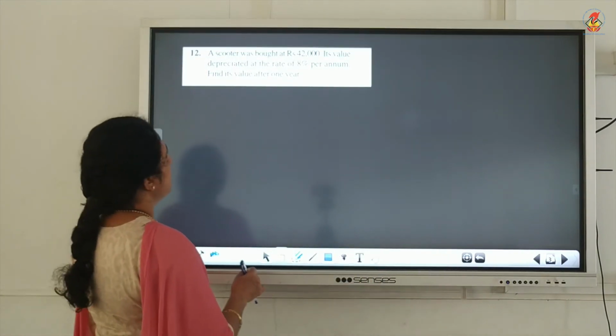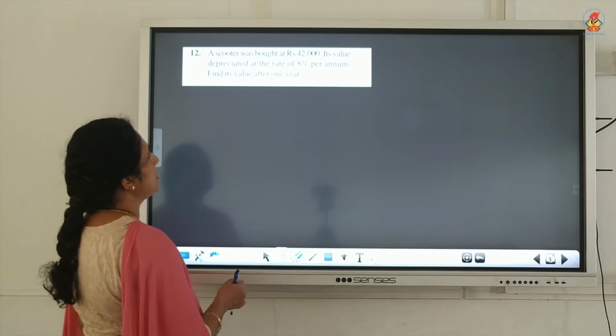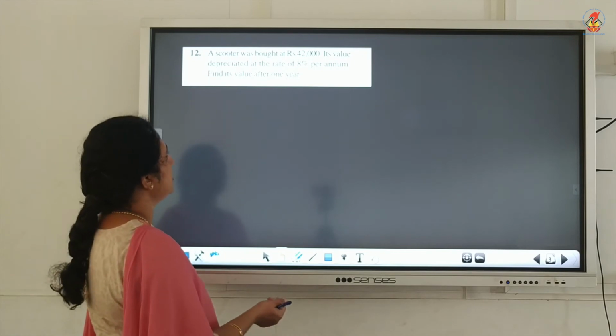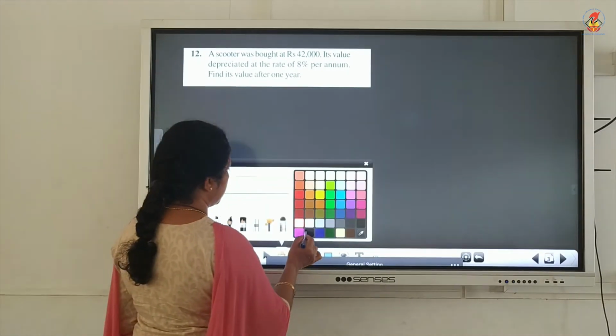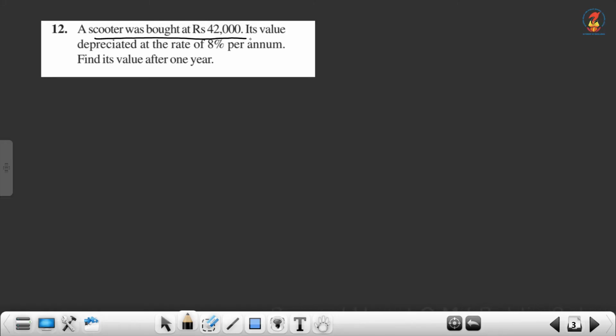Now next, a scooter was bought at rupees 42,000. Its value depreciated at the rate of 8% per annum. Find its value after 1 year. So here a scooter was bought at rupees 42,000. Its value is depreciated, its value is decreased at the rate of 8% per annum. So we have to find out its value after 1 year. What is the value after 1 year?